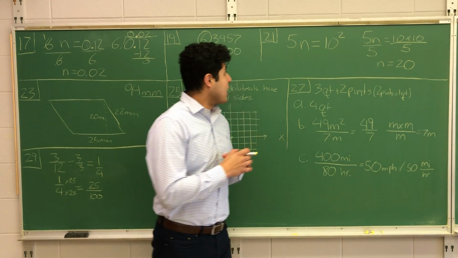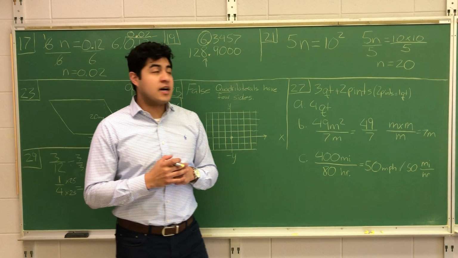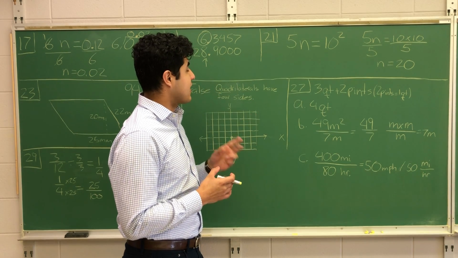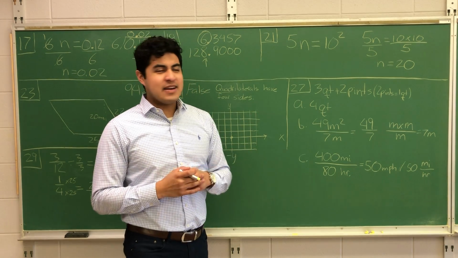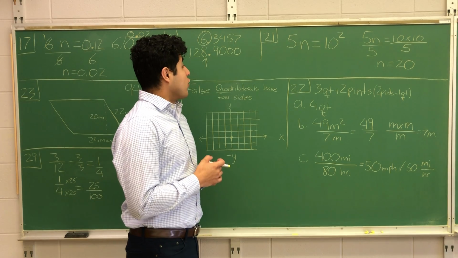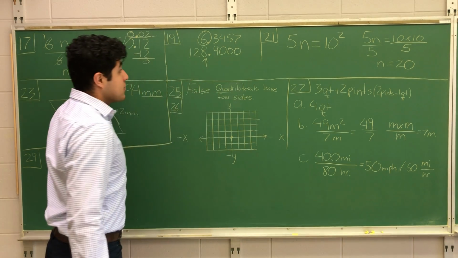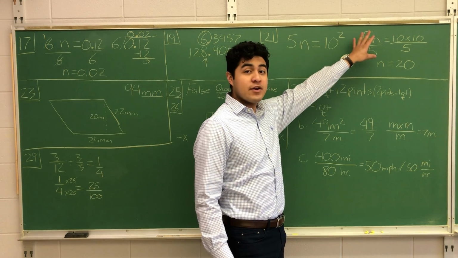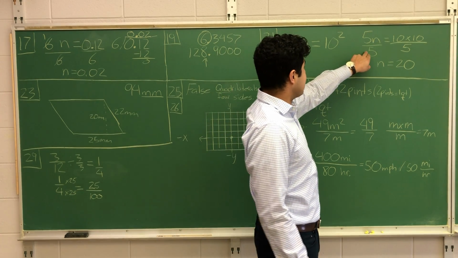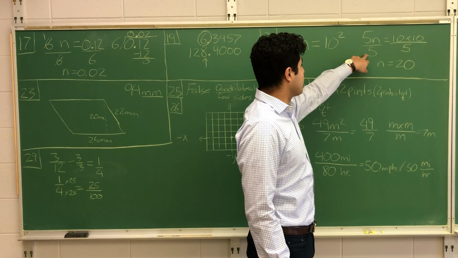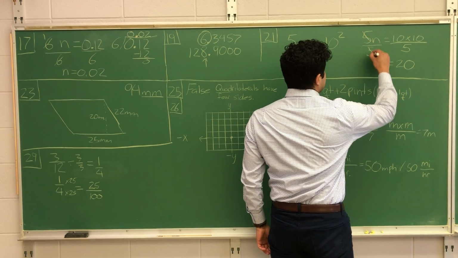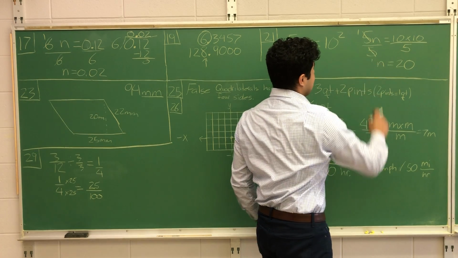Problem 21. We have 5n equals 10 squared, or 10 to the second power. I don't think anyone says that. It's just 10 squared. So same thing we did on problem number 17. We're going to divide both sides by 5. We're trying to get rid of the 5 on this side. So I divided 5n over 5. These cancel out, 1 over 1, so now we have n left here.